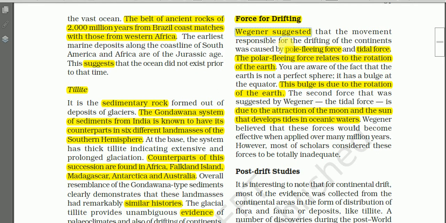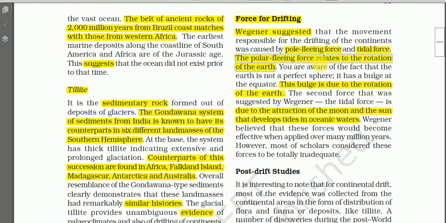Wegener suggested that the movement of the continents, the drifting of the continents, was caused by pole fleeing force and tidal force. So these were the two forces that led to the movement of the continents: pole fleeing force and the tidal force. What do you mean by pole fleeing force?